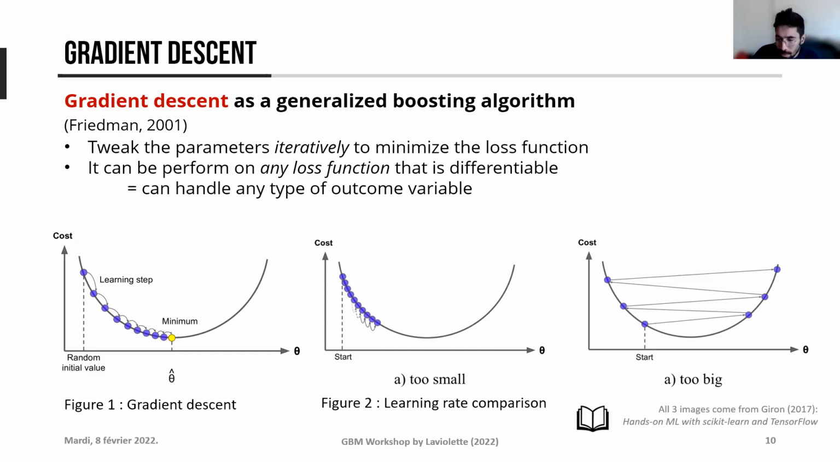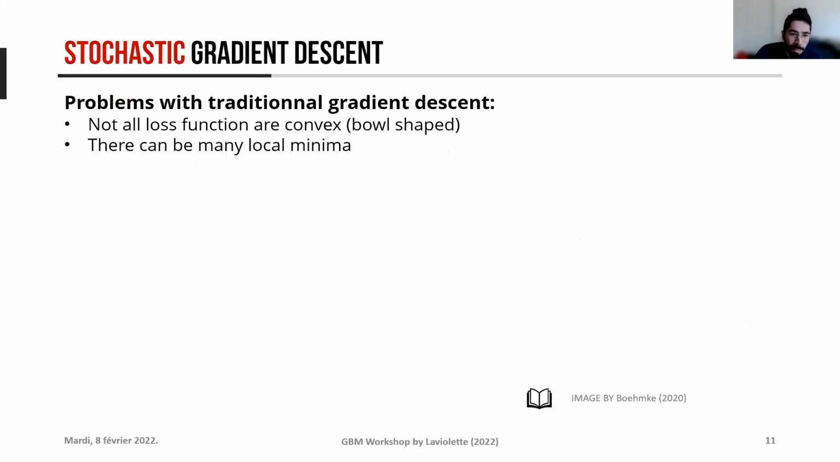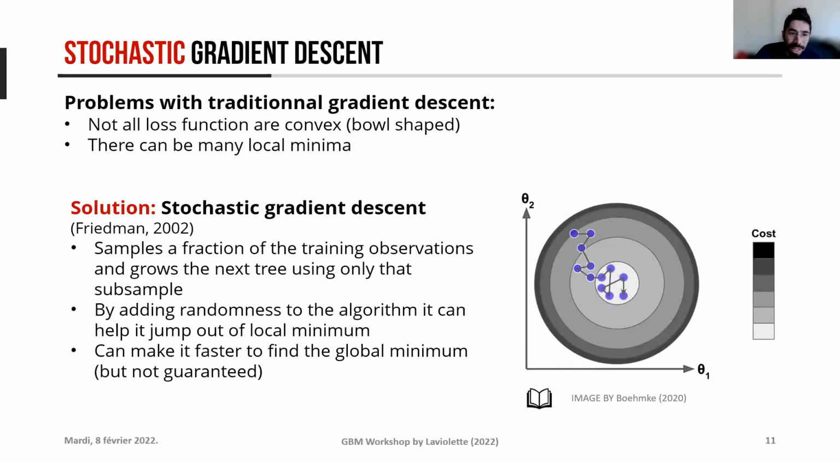Now, to the question that Mohammed asked, because he asked a very good question. What about, okay, this is very simple. It looks like in this function there's only one minimum and it's the global minimum. But in reality, functions are much more complex than that. And there could be local minima and the global maximum. How do we optimize our chances of reaching the global maximum, the global minimum, sorry? That's where stochastic gradient boosting comes in.